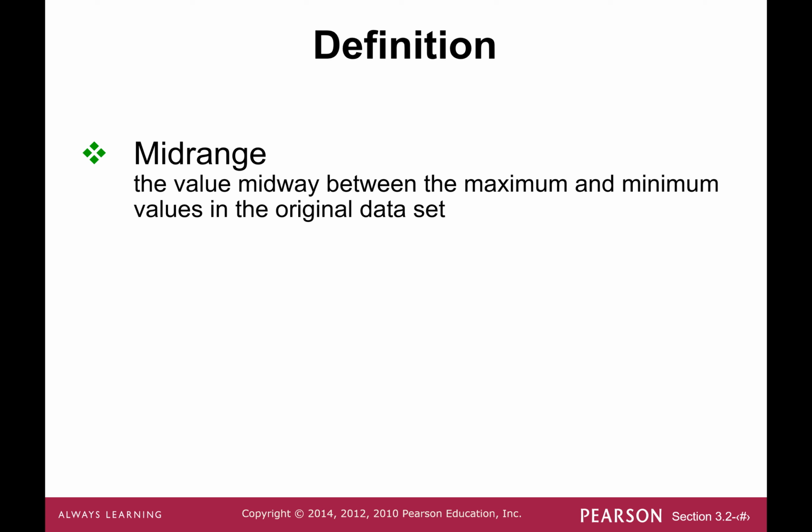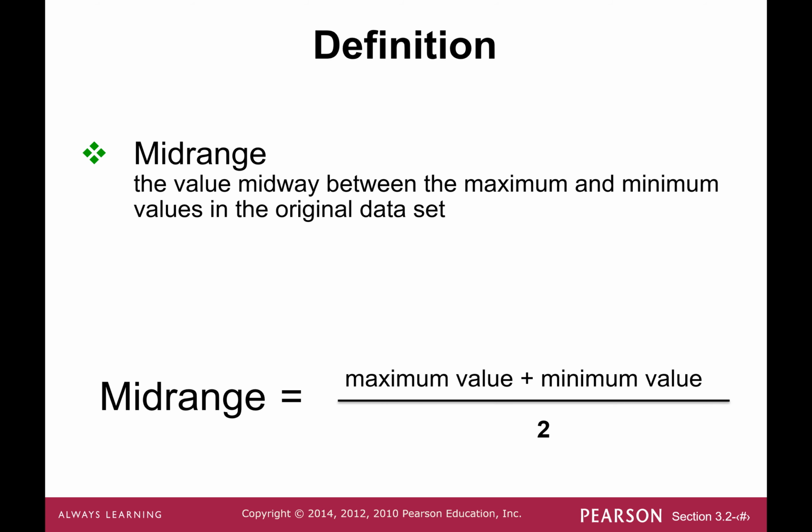The mid-range is the value midway between the maximum and minimum value in the original data set. So mid-range is equal to maximum plus minimum, divided by 2. So it's easier just to sort the data in increasing order, then you find the minimum and maximum right away, which is the first number and last number in your sorted data set.